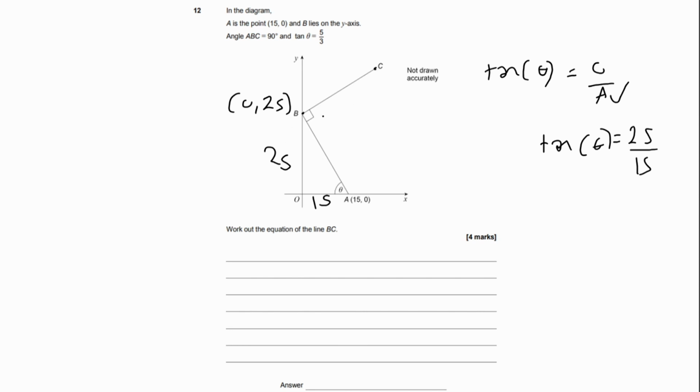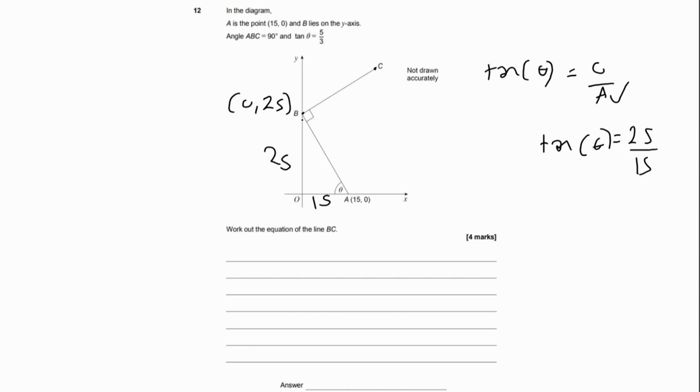Now you know it's perpendicular because there's a right angle. So how will you work this out? Well, you'd find the equation for the line BA and then do the negative reciprocal to find the equation of line BC. And let's do that.